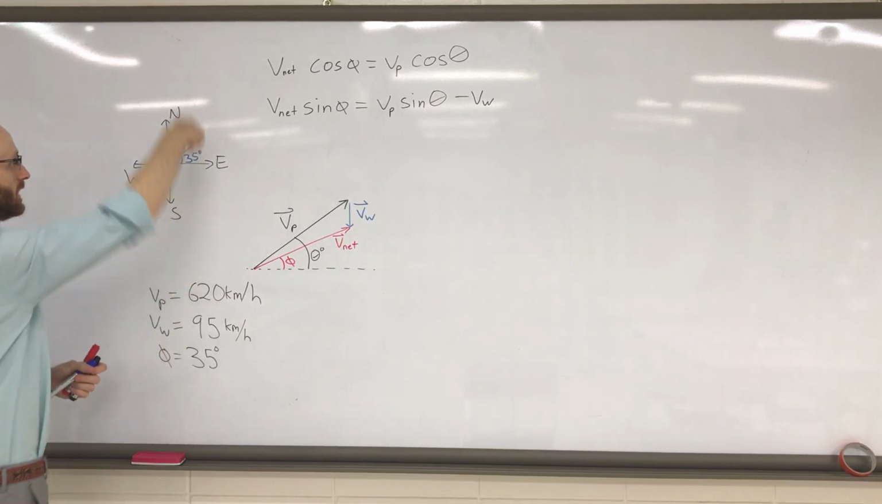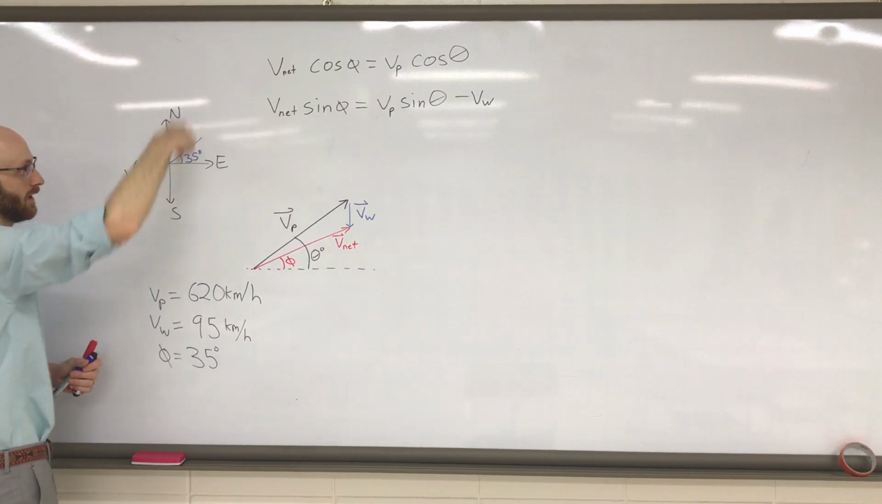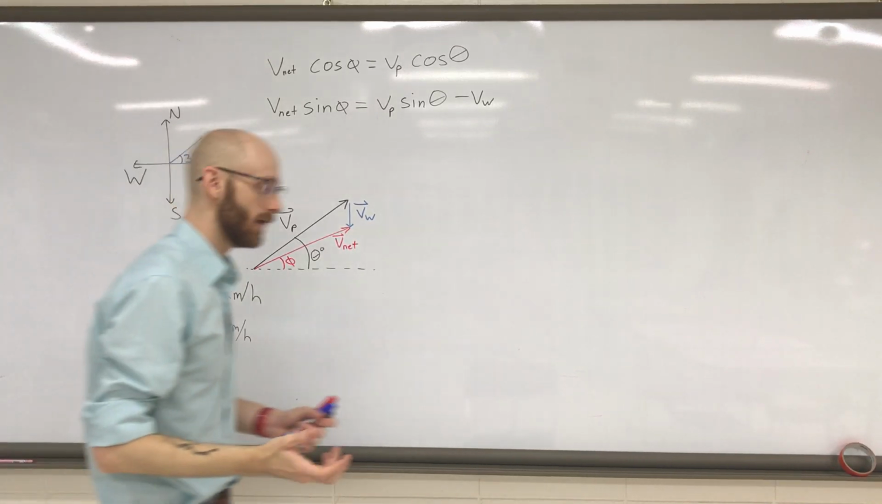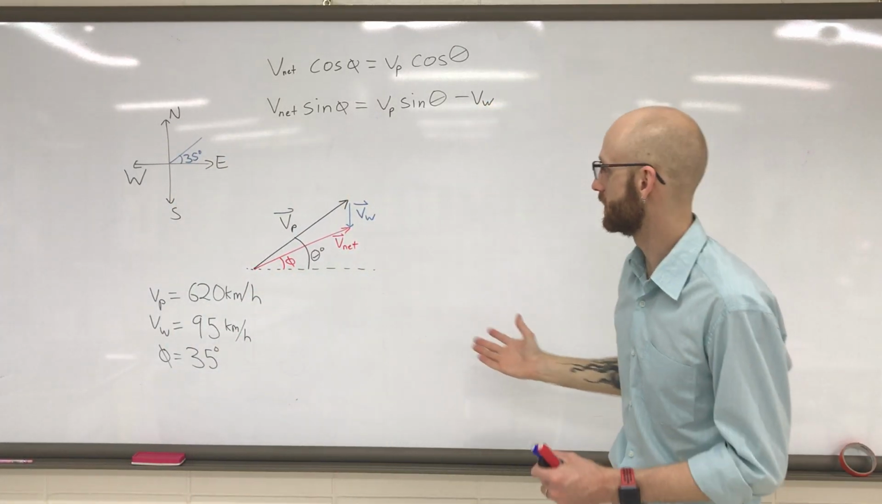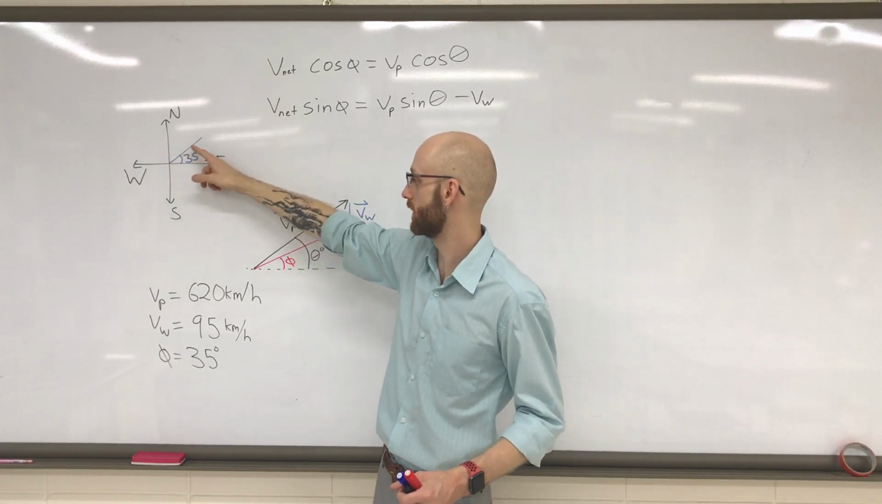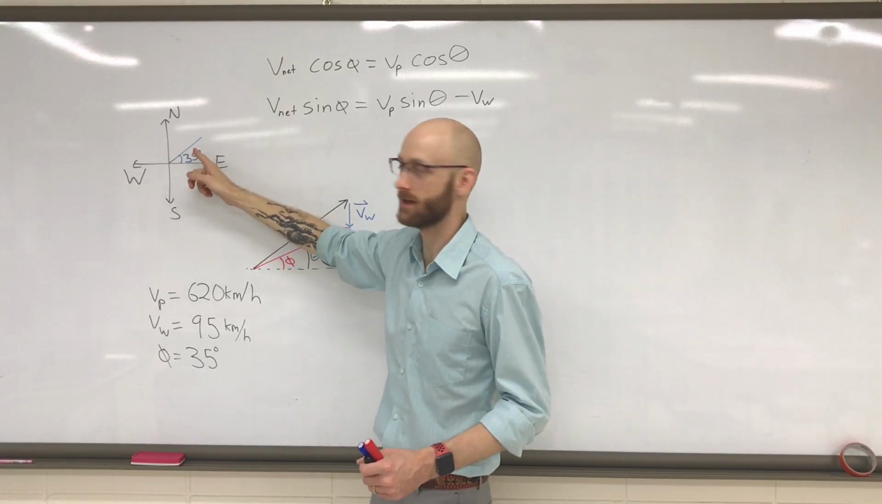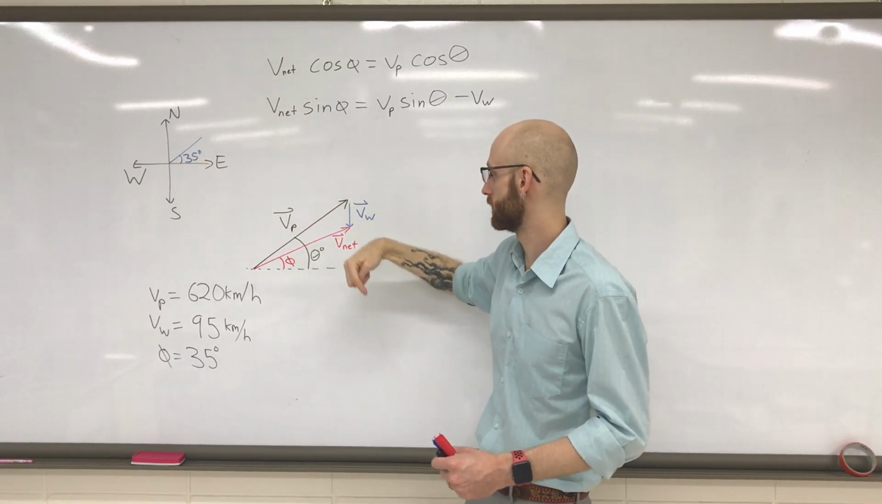But it tells us there's a wind blowing from the north. That's in this direction. And the question is asking, at what angle does the plane actually need to head in order to move in this desired direction? Because the plane is not actually going to be pointing along that line because of the wind from the north.